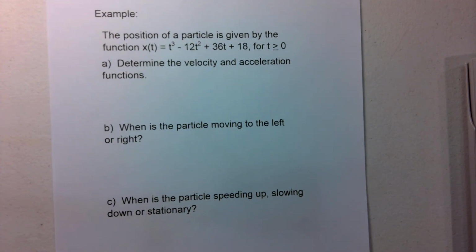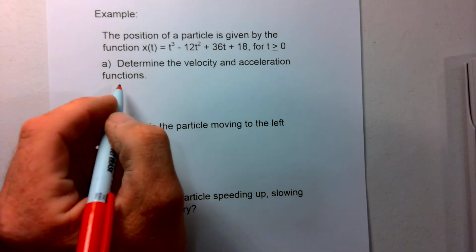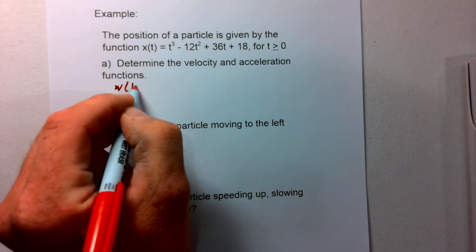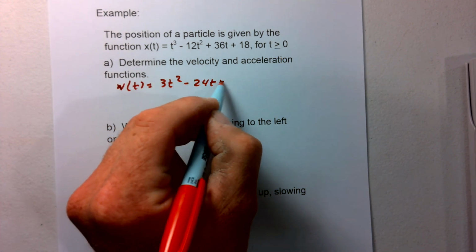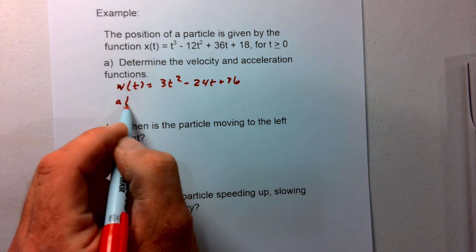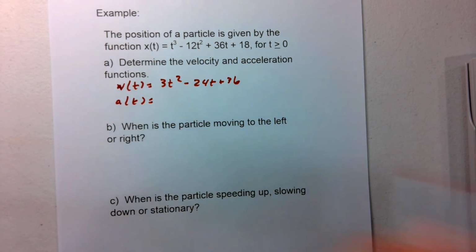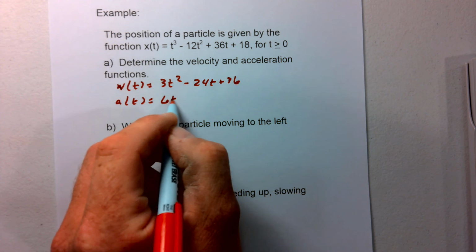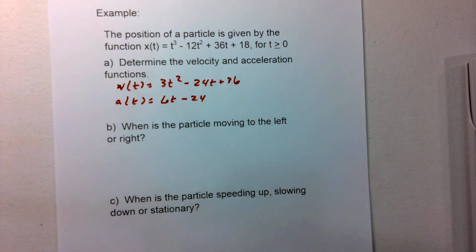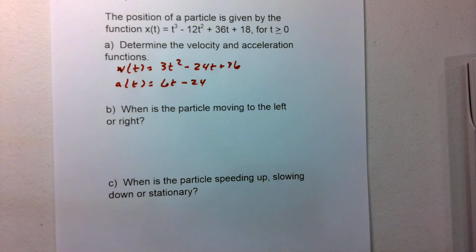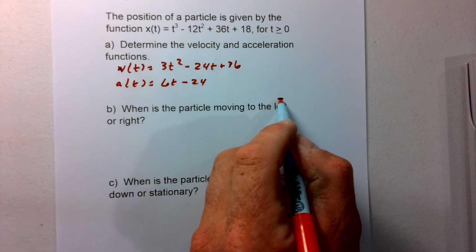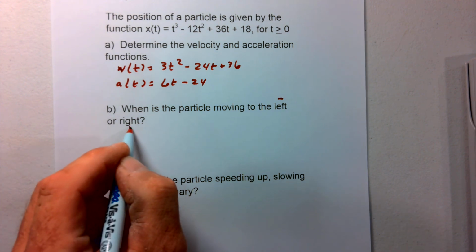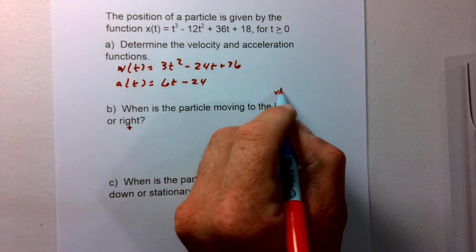Our last example here, the position of a particle is given. Find the velocity and acceleration of the functions. So I can go ahead and find those. V of t is 3t squared minus 24t plus 36. And our acceleration, a of t, is going to give us 6t minus 24. Part B says, when is the particle moving to the left or to the right? So if it's moving to the left, we're going to have a negative value. Moving to the right, we're going to have a positive value for v of t.